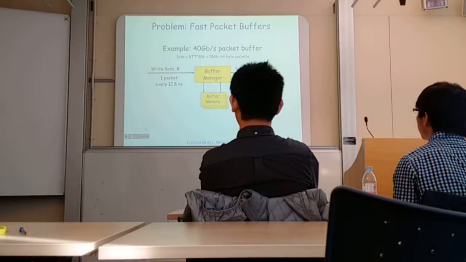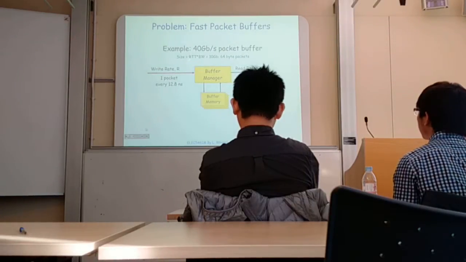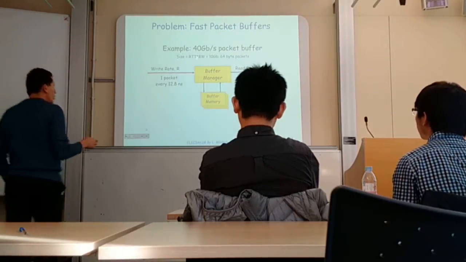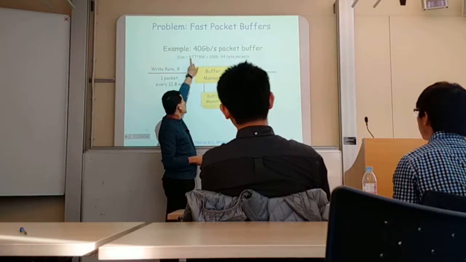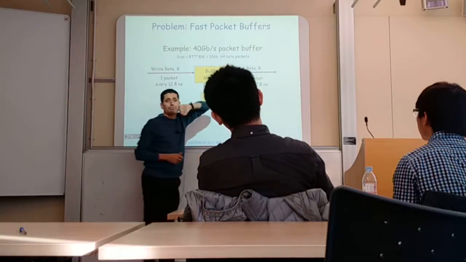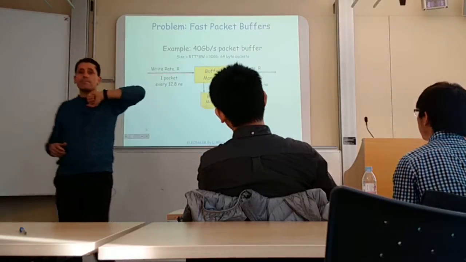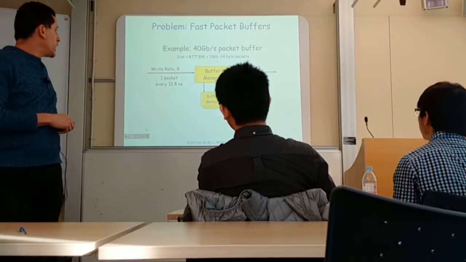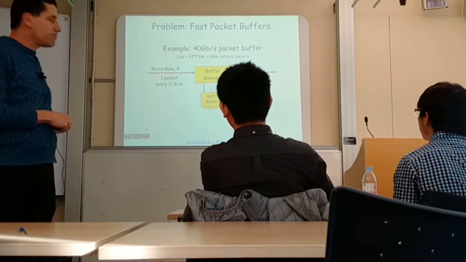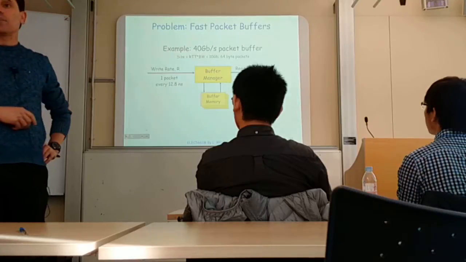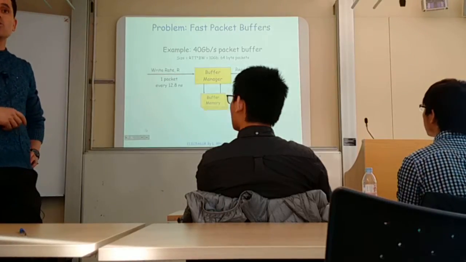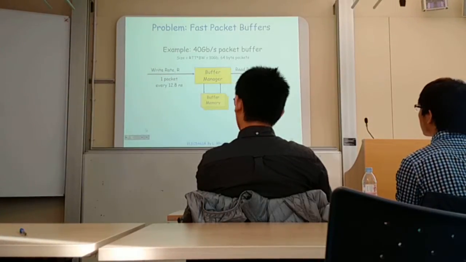Now, in order to size my buffer, I gave you the example before. In order for TCP to work well, the size of the buffer must be the round trip time times the bandwidth. That would give you roughly 10 gigabits. That buffer needs to be, roughly speaking, 10 gigabits in order for the router to be sized properly.